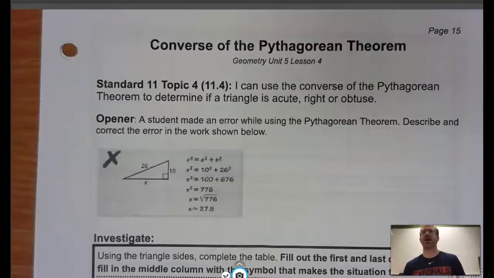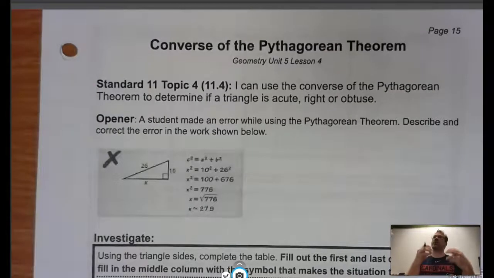All right, and we're going to wrap up our very quick first unit here of second semester with our fourth lesson in Unit 5 here on page 15, the converse of Pythagorean theorem. And you can see that standard 11, topic 4, I can use the converse of Pythagorean theorem to determine if a triangle is acute, right, or obtuse.